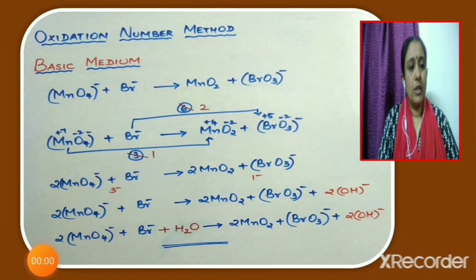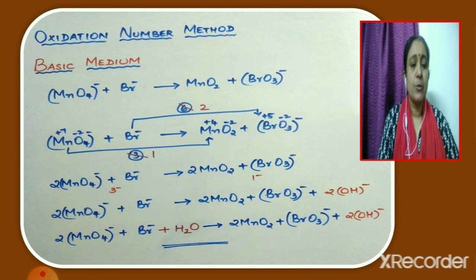Let us now learn how to balance an ionic equation for a reaction taking place in basic medium. The same method is used, the oxidation number method. The equation given is MnO4- + Br- gives MnO2 + BrO3-. The first step is to find the oxidation number of each of the atoms present on the reactant side and the product side.